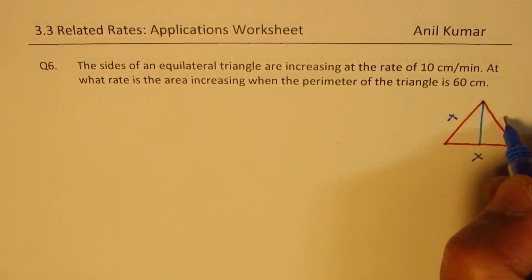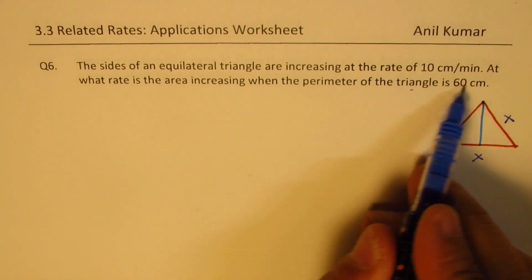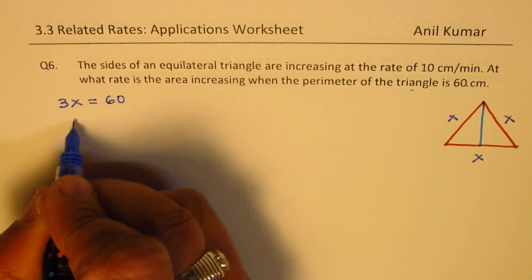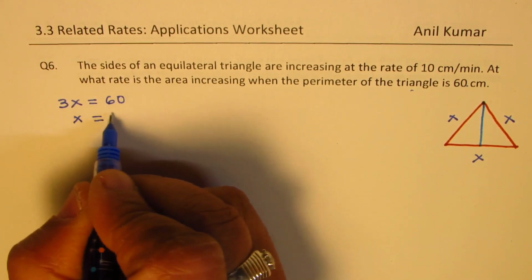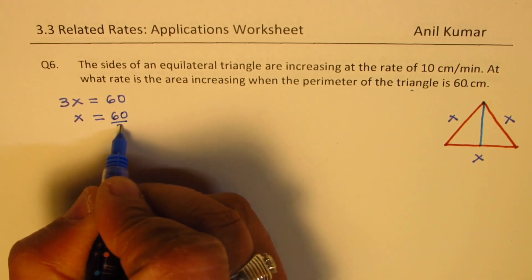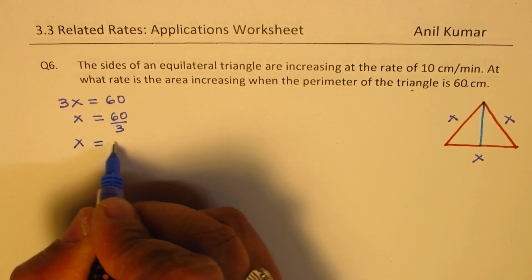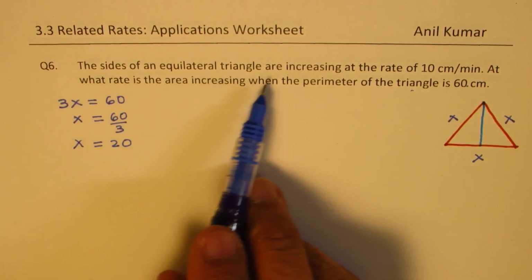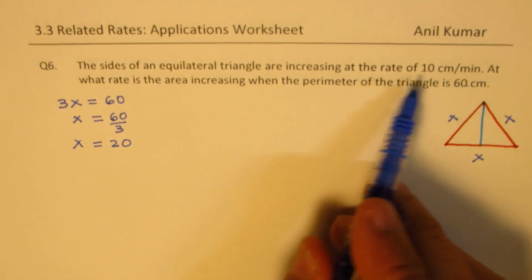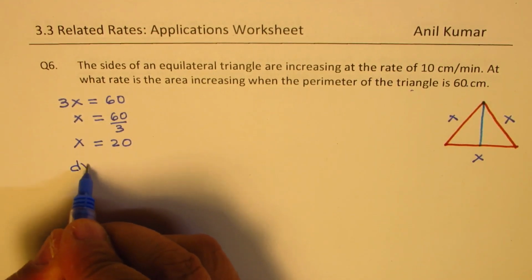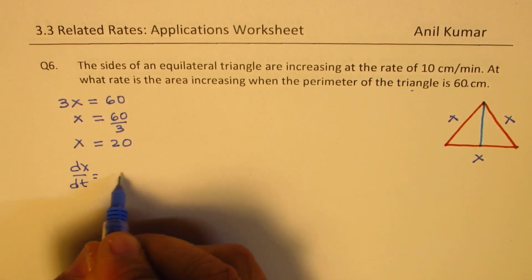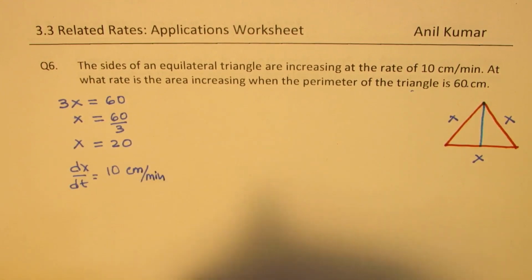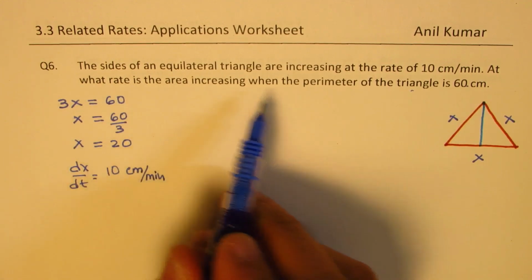All sides are x. So one thing, perimeter is 60, so that means 3x equals 60. We're talking about x when it is 60 over 3. So we want x to be 20, right? Okay. The sides of an equilateral triangle are increasing at the rate of, so we know what dx/dt is. So dx/dt is 10 centimeters per minute.